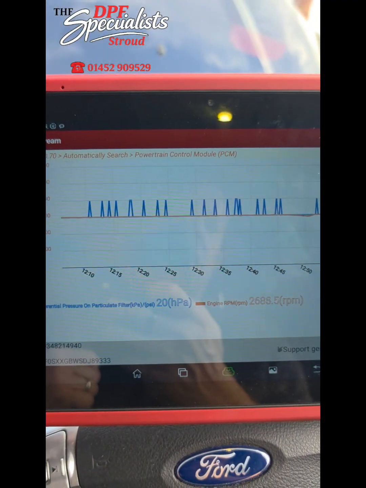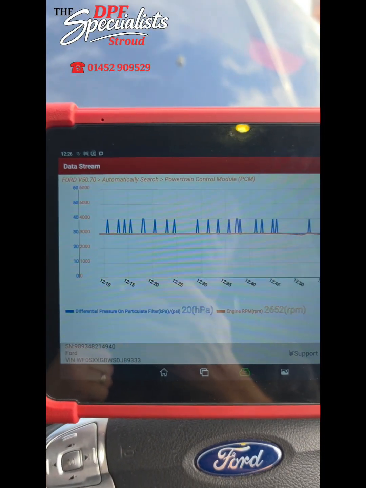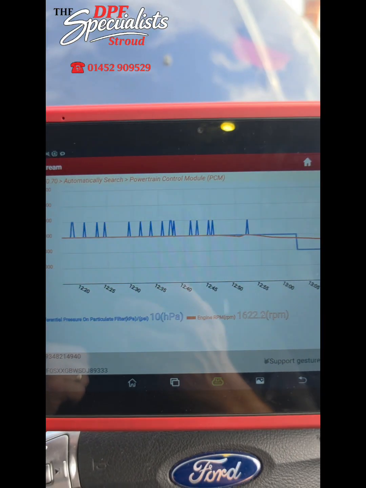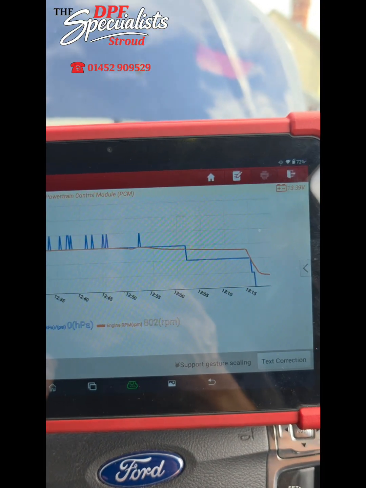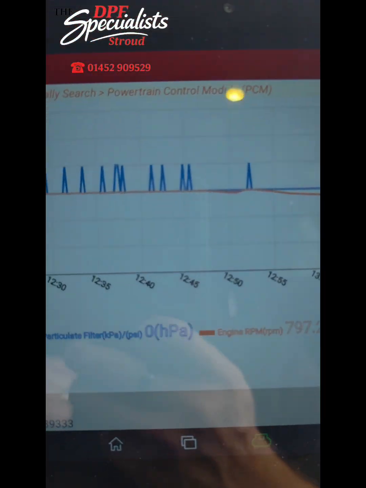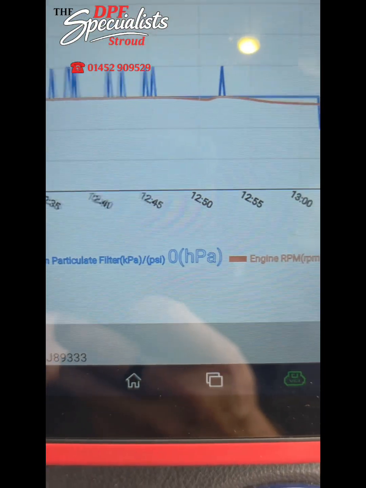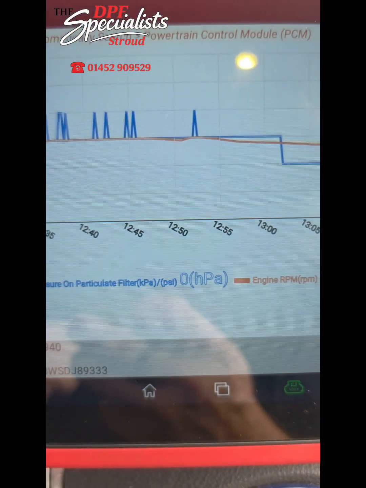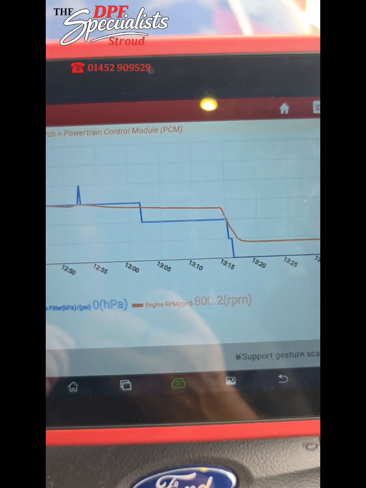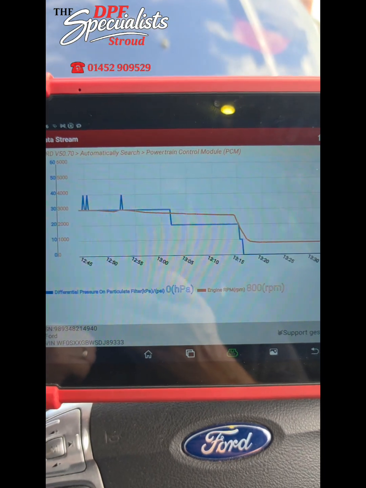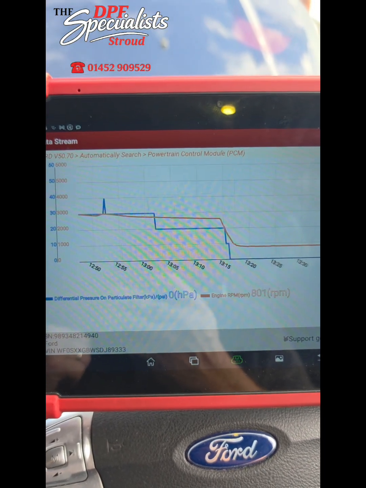So just over 2,500 RPM at 20 millibar of pressure. I'm going to come off the accelerator now. So at idle, 0 HPA or millibar of pressure. Now obviously that's going to be between 0 and 10, so I'm going to guesstimate again around about 5 millibar or 5 HPA of pressure. So great result.